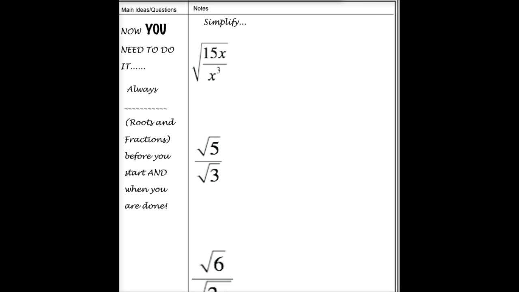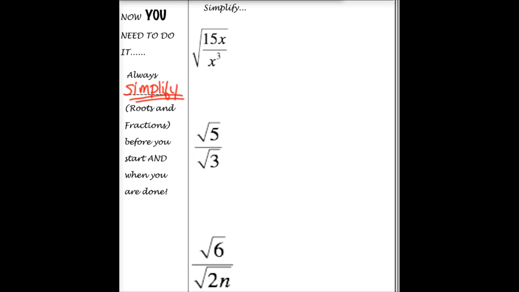So what I'd like you to do is try these 3 on your own. And again, keep in mind that you always simplify roots and fractions before you start and when you're done. So we've got 3 problems on here for you to try on your own. So if this video could be paused for probably about, I don't know, 5 minutes or so, and then restarted so they can get checked.